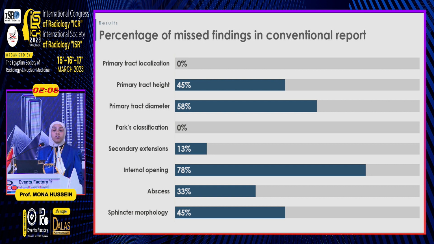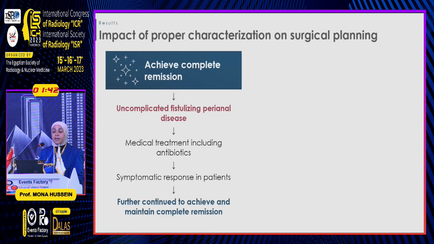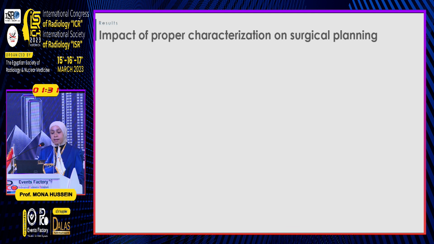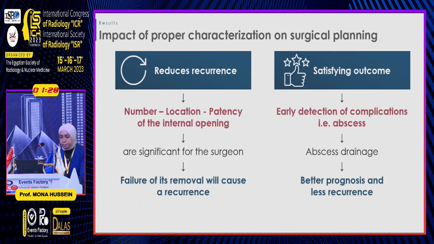Percentage of the missed findings in the conventional reports when compared to the structured reports were: conventional reports missed commenting on 70–80% of cases on patency of the internal opening, followed by diameter of the primary tract, followed by height of the primary tract, and so on, with a significant difference between the conventional reports and structured reports in the missed findings. Proper characterization affects surgical planning. It helps achieve complete remission, helps procedure selection, predicts continence outcome, reduces the recurrence, and gives a satisfying outcome.